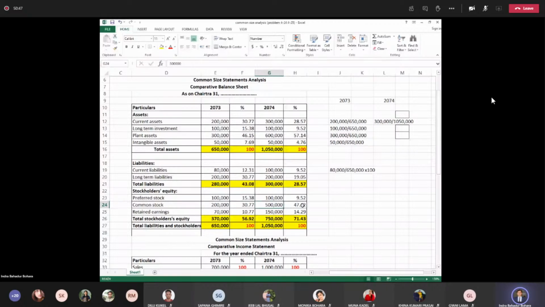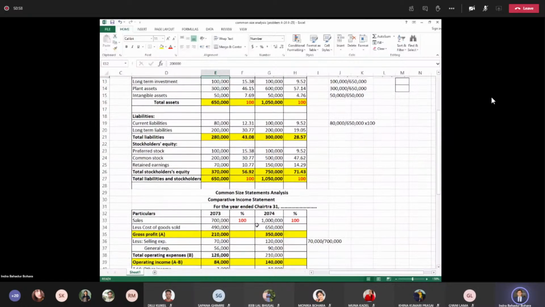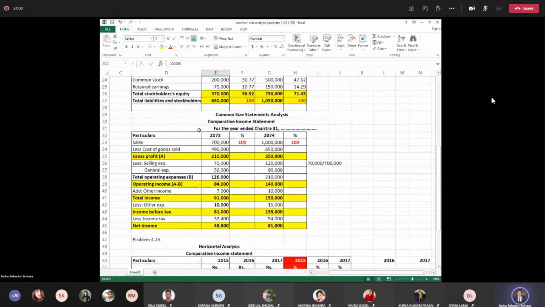So each and every component you should explain based on the percentage rather than the amount. Now next is common size statement analysis for the comparative income statement for the year ended 31st Chaitra.